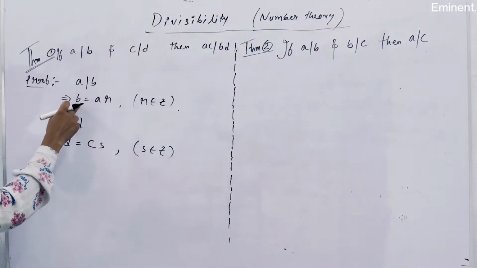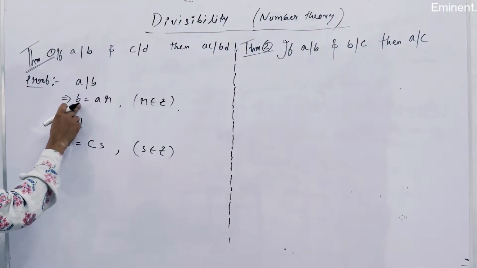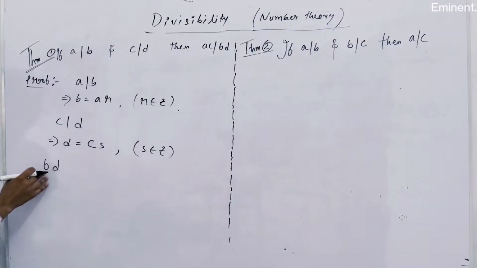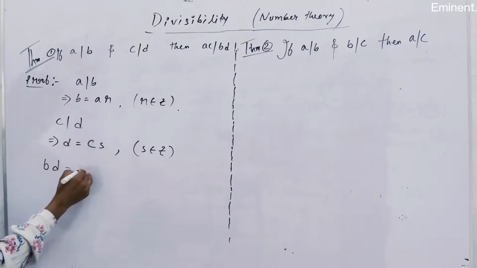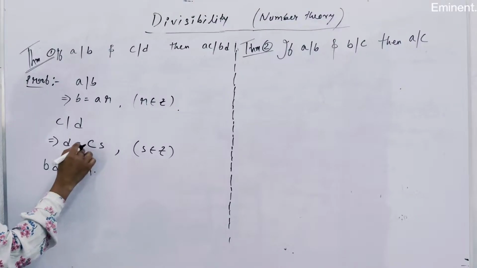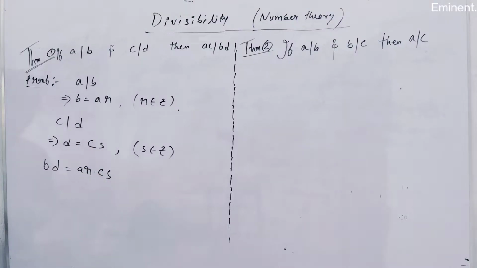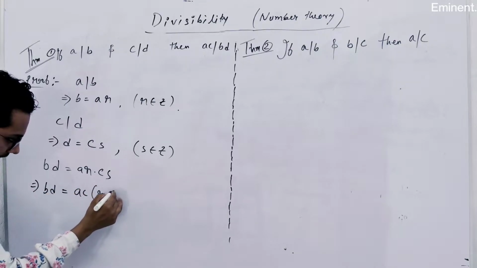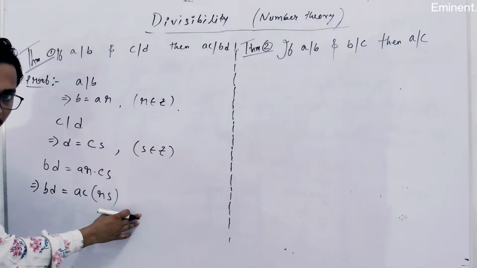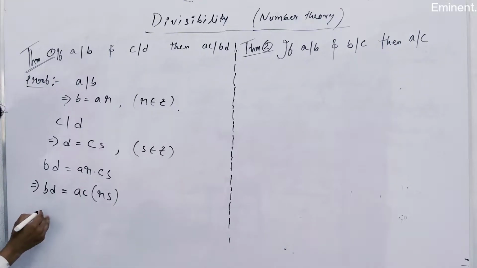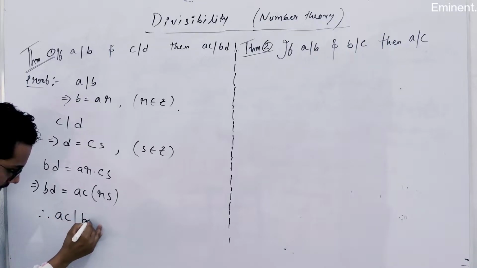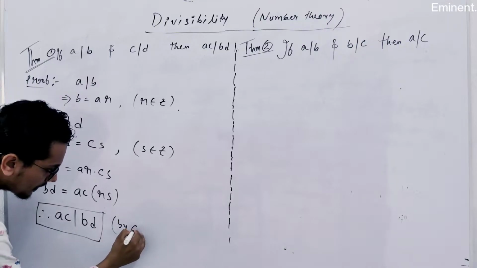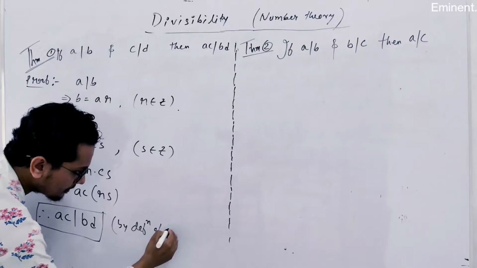Here for BD, we know B equals AR, D equals CS. Now if you multiply D with B, then B was AR, and D was CS, which implies that BD equals AC times RS. Here RS is an integer. From this line you can write that AC divides BD. How? By definition of divisibility.